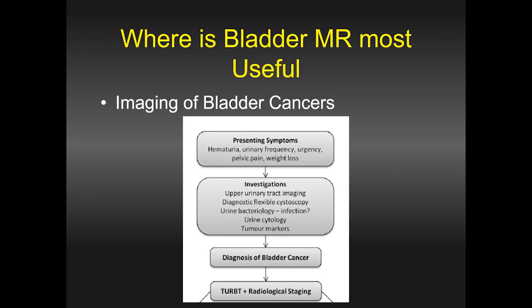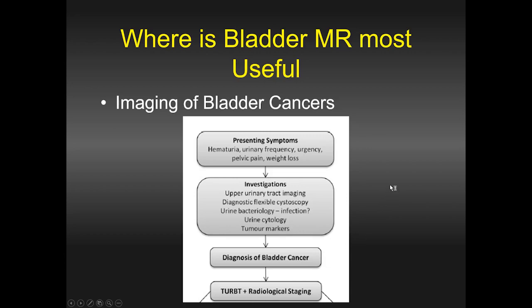Now the question is, where is bladder MR most useful? The one condition that we are called upon to use bladder MR routinely is for assessment of bladder cancers. Typically, the way these patients present, they have frank hematuria, and there is a high clinical index of suspicion for bladder cancer. These patients undergo clinical investigation. They undergo an office cystoscopy, and following the biopsy, they have a diagnosis of bladder cancer, and then they have to be staged. For staging, you use the transurethral resection of the bladder tumor along with radiologic staging.